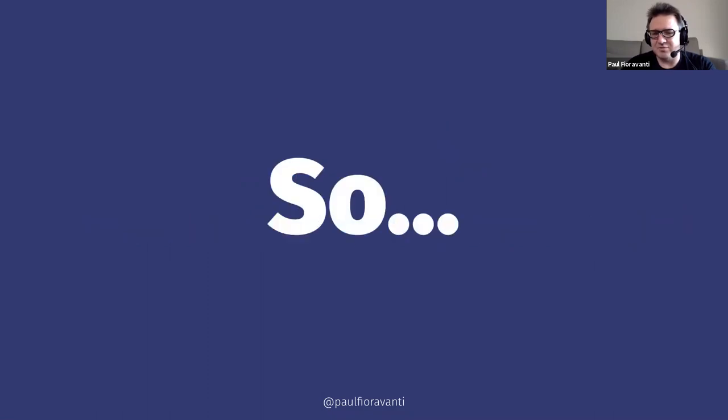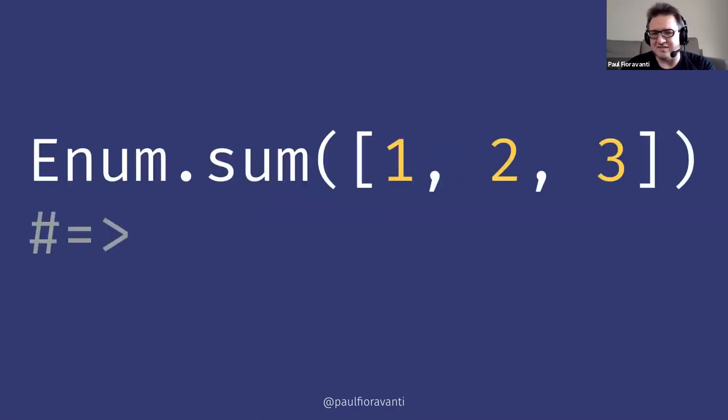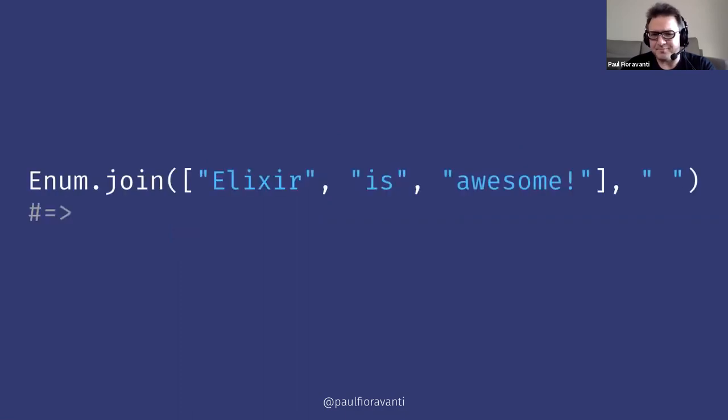Okay, so reducing. Let's take a look at some things here. Let's say that we take the Enum.sum function. Here you're taking a list of three integers and reducing it to a single integer. On the surface, it's summing the numbers because that's what the function is telling you it's doing. But under the surface, it's reducing. Or how about Enum.join, where you're taking a list of three strings and reducing them to a single string. So it's the same kind of thing.